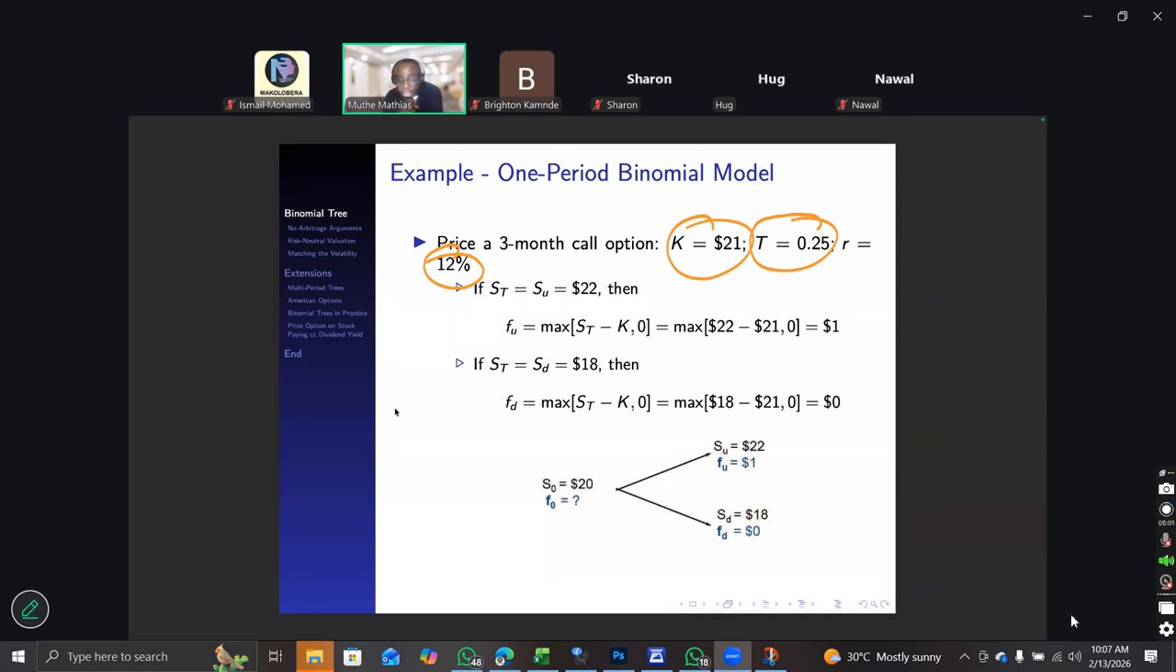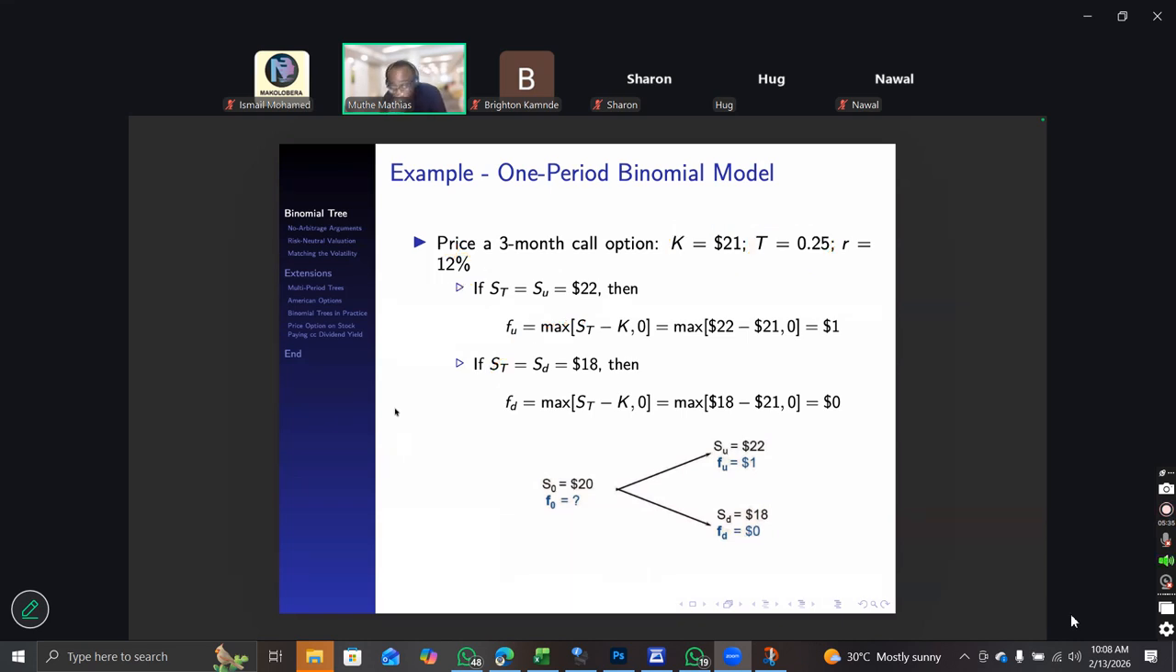Here I'm going to use a number of notations. For now, I'm using S naught to denote the price today, right? So you move from today, which is S naught, to tomorrow, which is day one. Tomorrow, the price can either go up, which I'm going to denote SU. SU denotes the up price, and SD is going to denote the down price, right? So U for up and D for down.